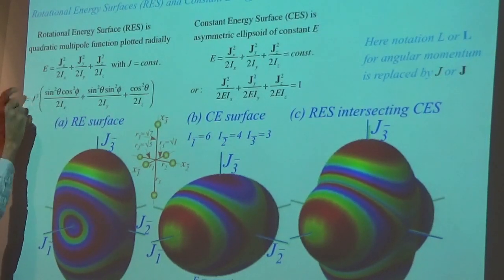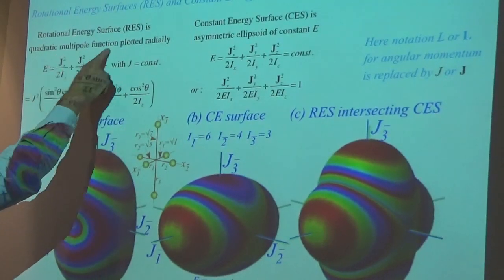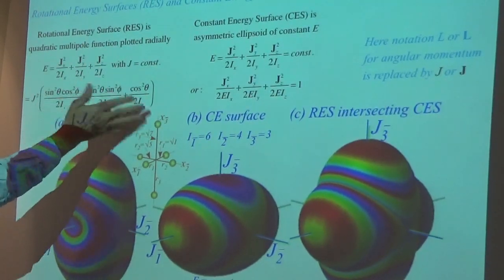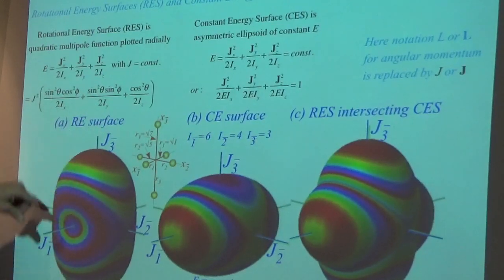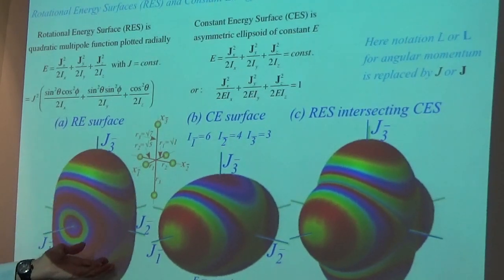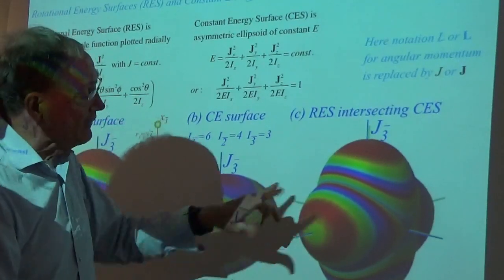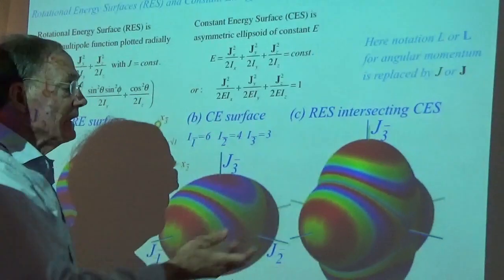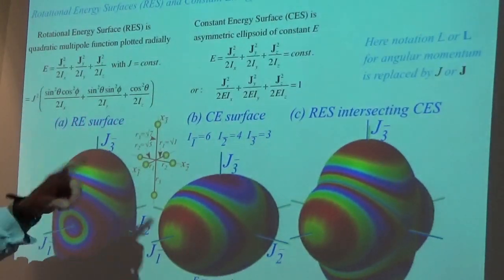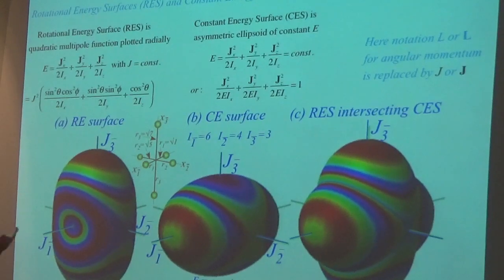So we're going to have this be a constant, and then we're just going to plot this quadratic multipole function, which looks like a bar of soap with a punch in it. That's the rotational energy surface. You see, J is a constant for that whole surface. E is a constant for this whole surface. You overlap them, and you see where E and J play with each other. Not much sense to do that, but I just wanted you to see that they are sort of opposites of each other.